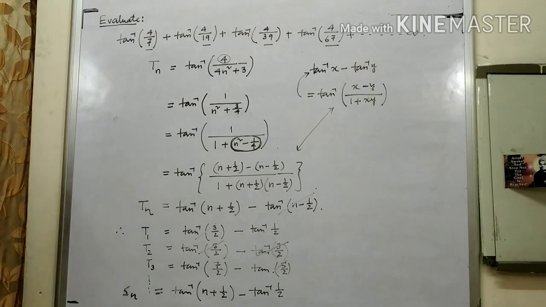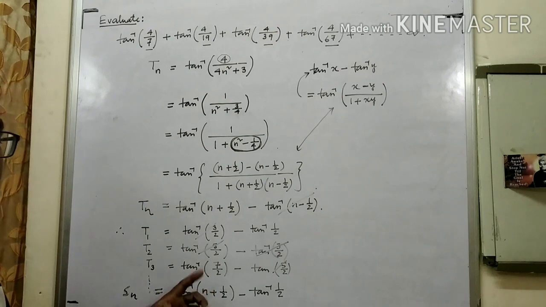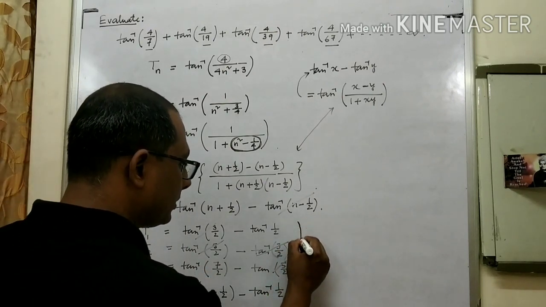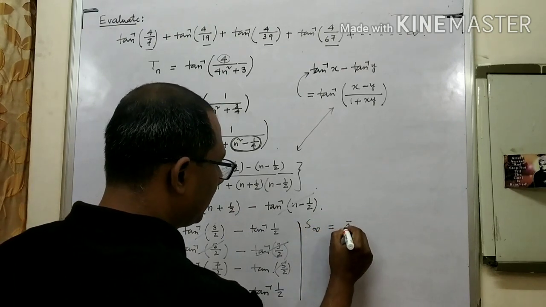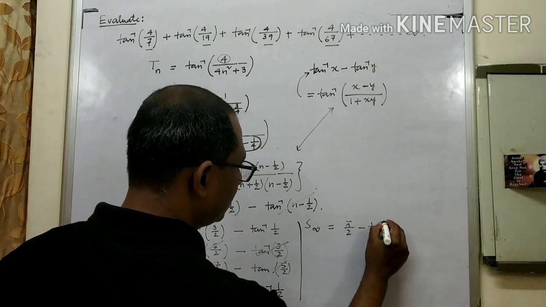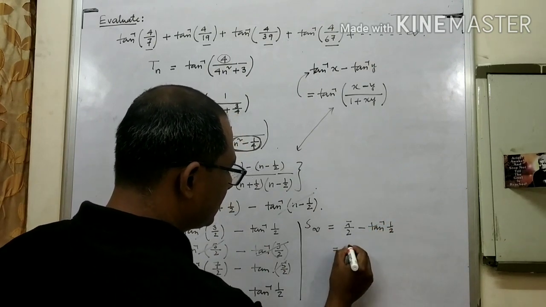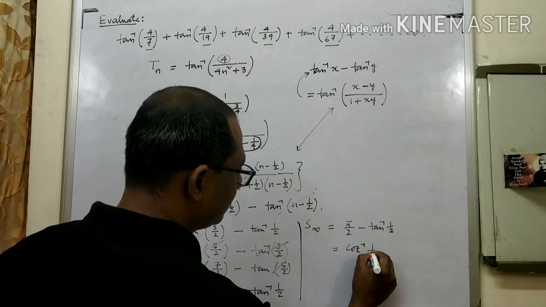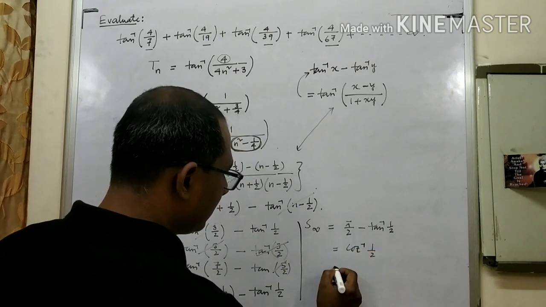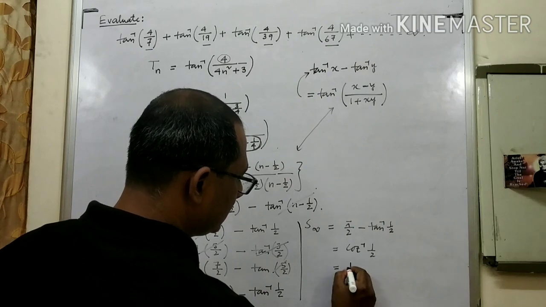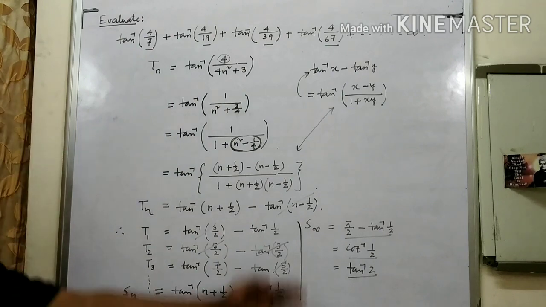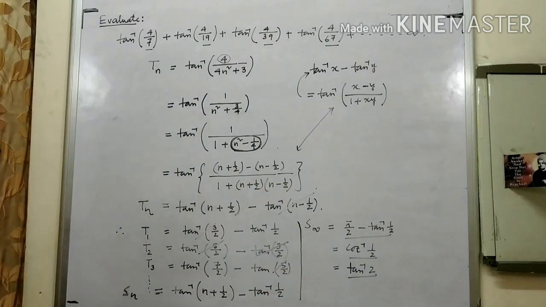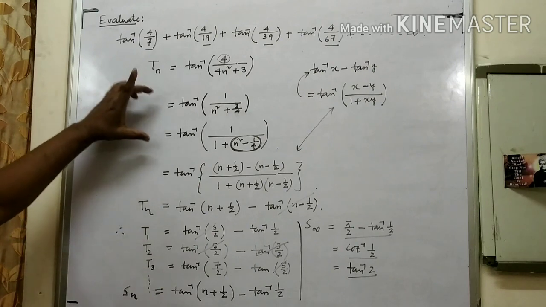And we are looking for S infinity. So when n tends to infinity, this one will be infinity, tan inverse of infinity, we know it to be equal to pi by 2. So S infinity will be equal to pi by 2 minus tan inverse of half. It can be written as cot inverse of half. Okay, it can be written as tan inverse of 2. This is the answer. Any one of these three can be the answer. Okay, so this is how we do this kind of question.